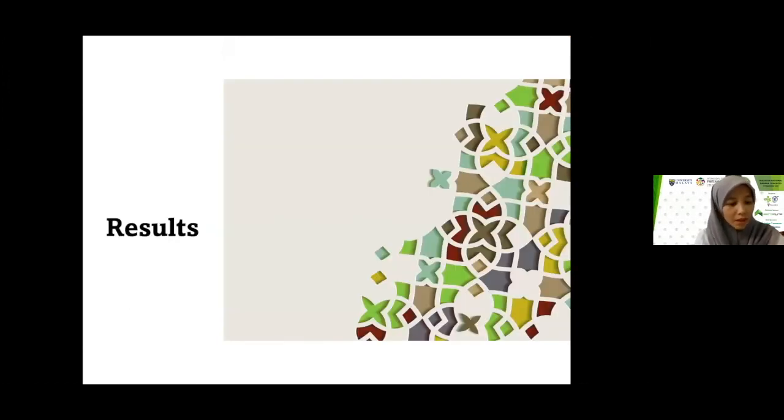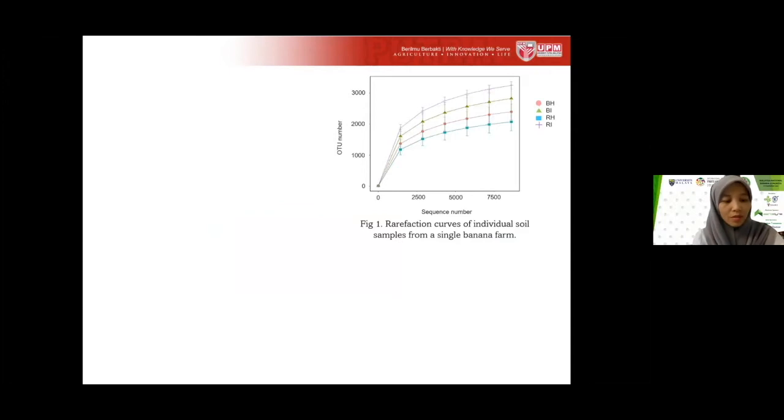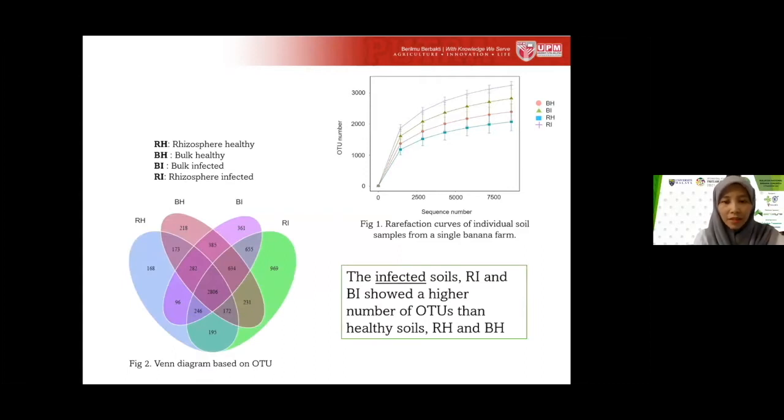So let's look at what we have from these sequencing results. All right, so this figure shows the rarefaction curves of individual soil samples from the banana farm that we study. The curves were near saturation, indicating sufficient sequencing depth to cover the bacterial diversity within individual soil samples. Interestingly, the infected soils, both rhizosphere and bulk soil, showed a higher number of OTUs than the healthy soils, the rhizosphere healthy and also bulk soil healthy soil.